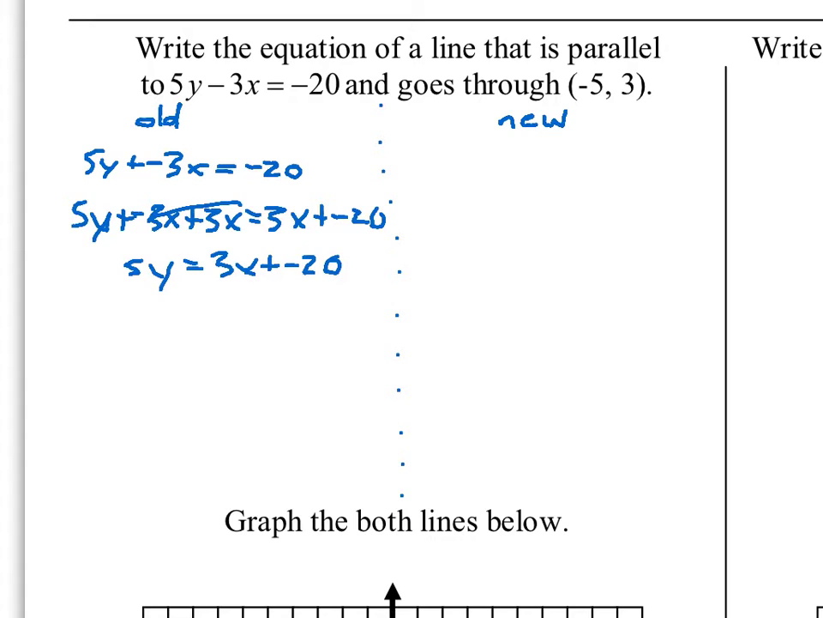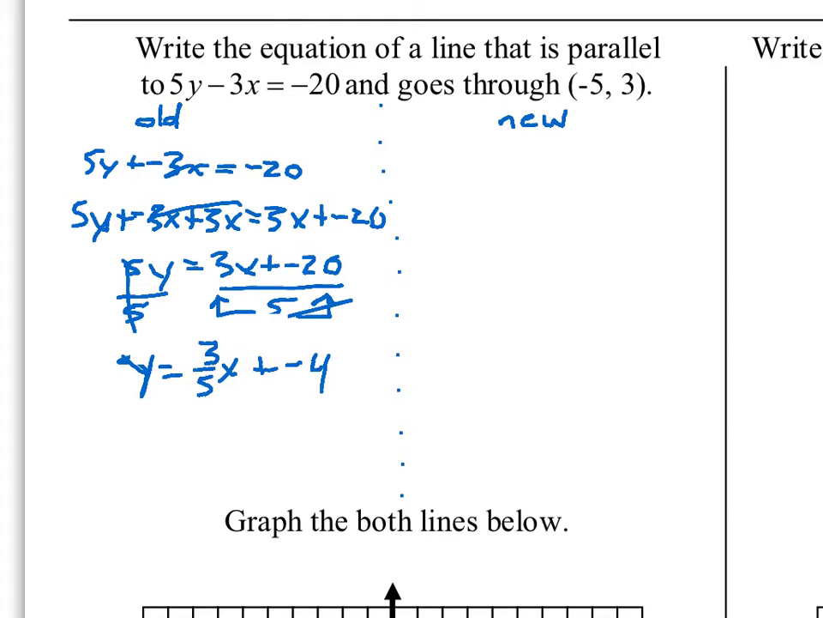Katie? Divide both sides by 5. Now, recalling that we need to divide the entire side by 5, that's why we use the fraction bar to run the entire length. So we're going to get y is equal to 3/5 x plus negative 20 divided by 5 is negative 4.